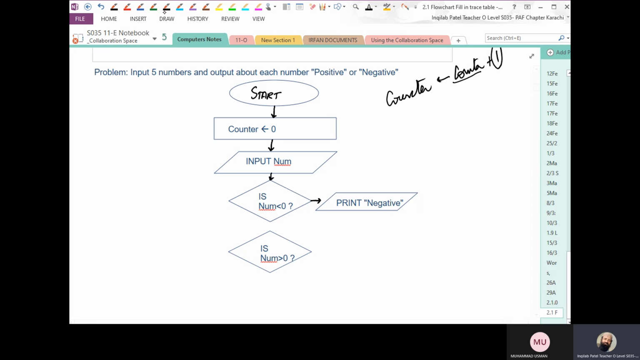So what we have done: if num is lesser than 0, yes, then we have output print negative. No, then we will check that the number is greater than 0. If it is yes, then it will output positive.